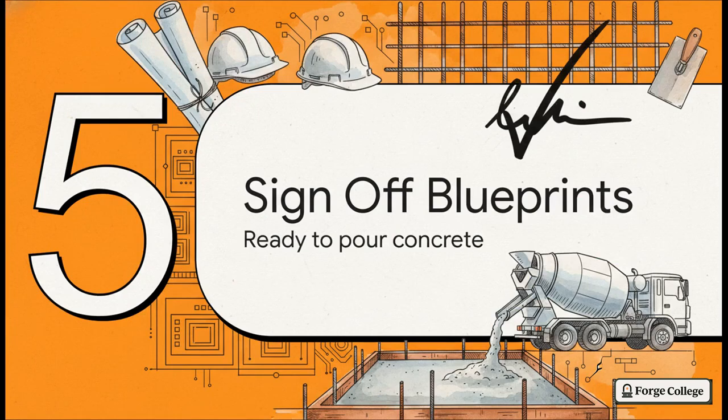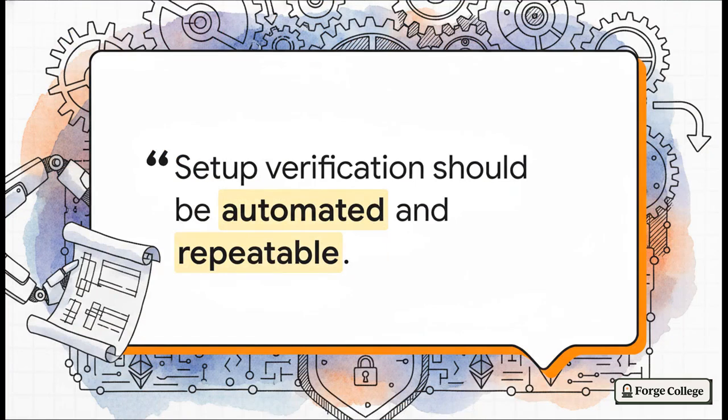And finally, Section 5, Signing off the blueprints. It's time to pour the concrete, folks. The foundation is officially set. Look, if you take away absolutely nothing else from today's explainer, please remember this golden rule. Setup verification should be automated and repeatable. Automation removes human error, and repetition ensures consistency.